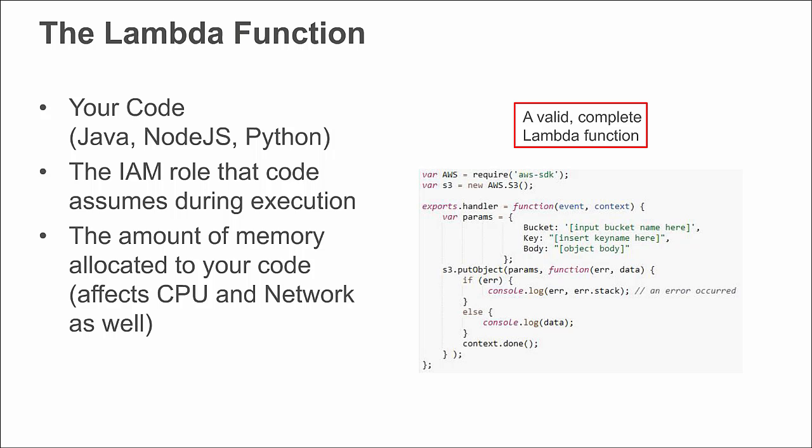Finally, the amount of resources that your function needs to execute, as well as the amount of memory, is defined by the amount of memory you allocate to that function. And the amount of memory that you allocate to your function will also define the amount of CPU time and network bandwidth allocated to your code as well.